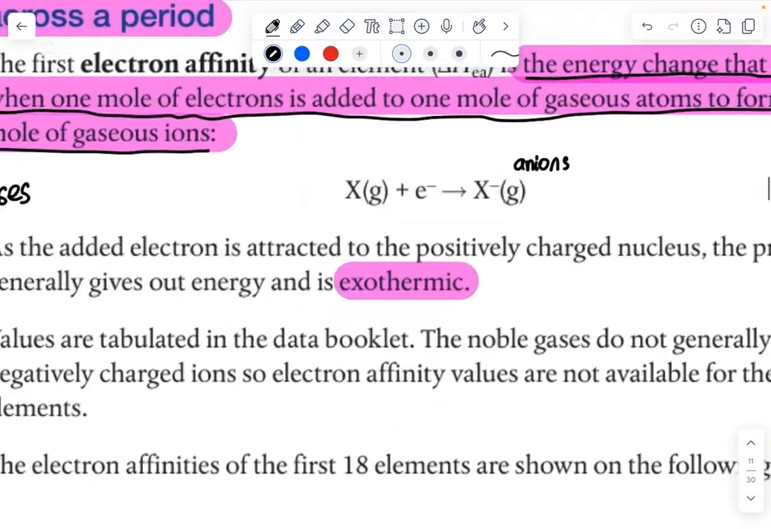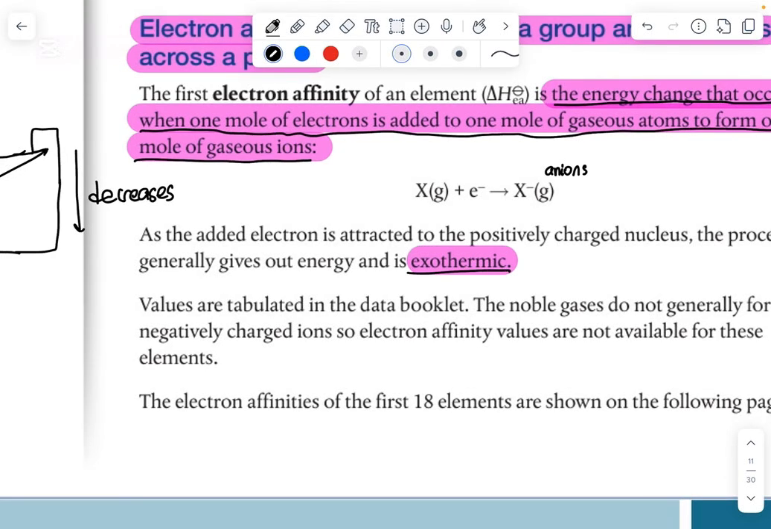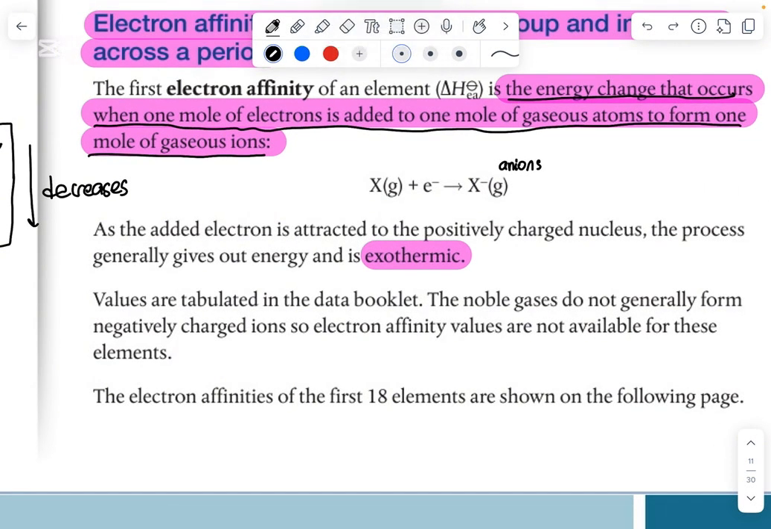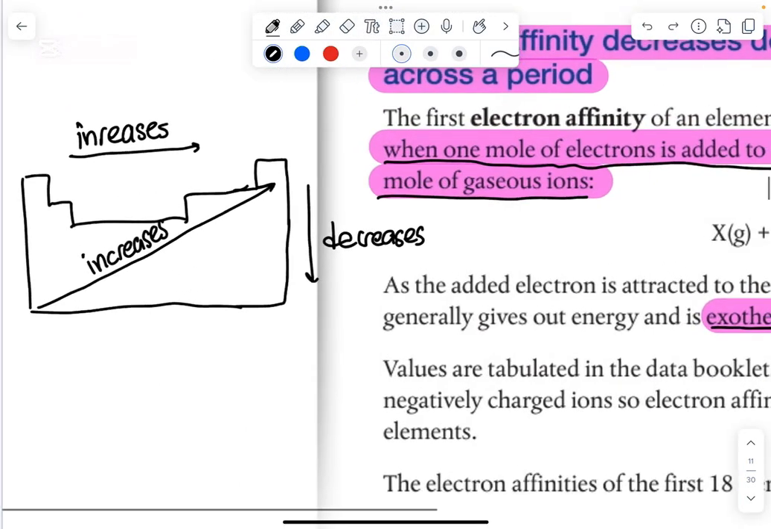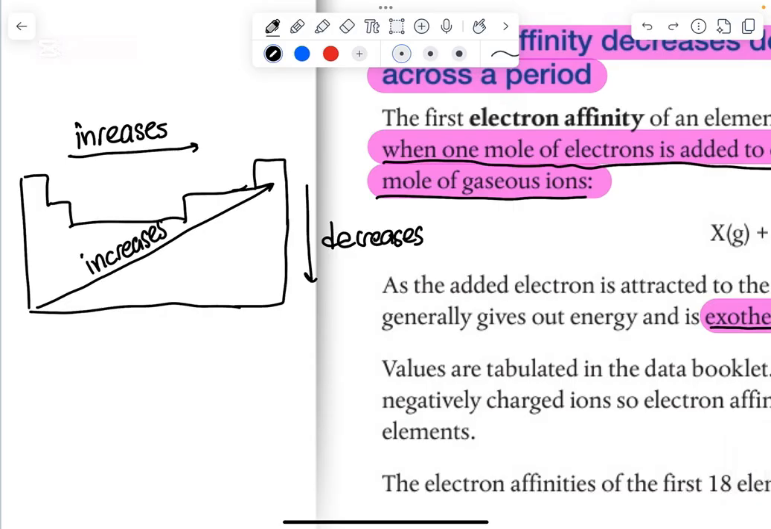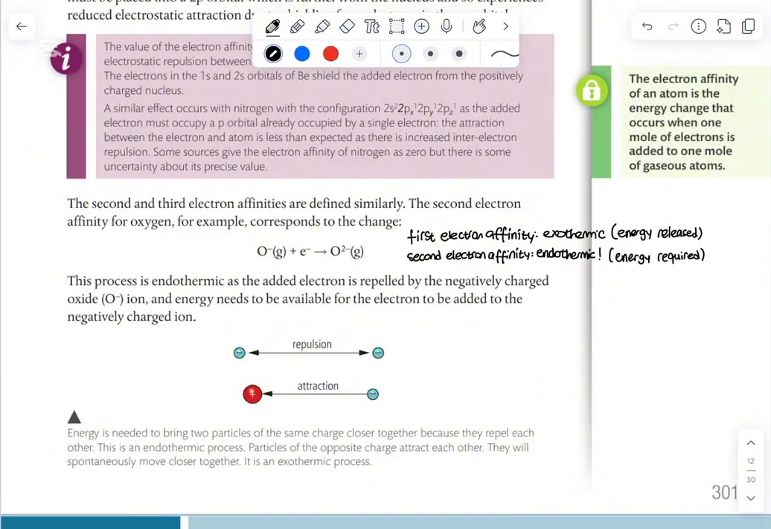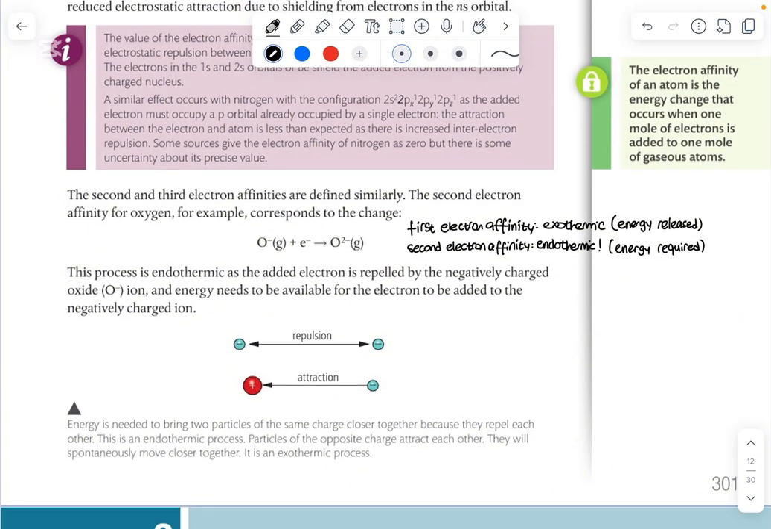And since this process generally gives out energy, it's called exothermic. And the general trend is that it increases across a period and decreases down. We have another exception in chemistry.